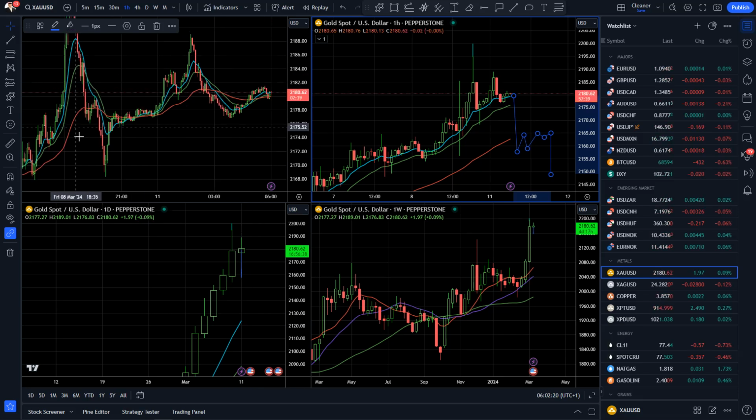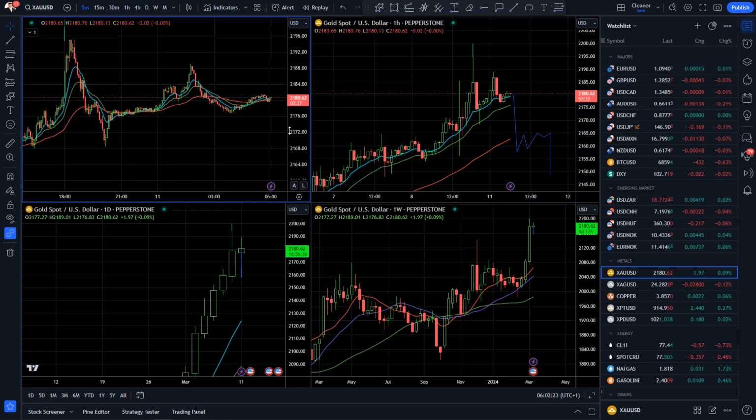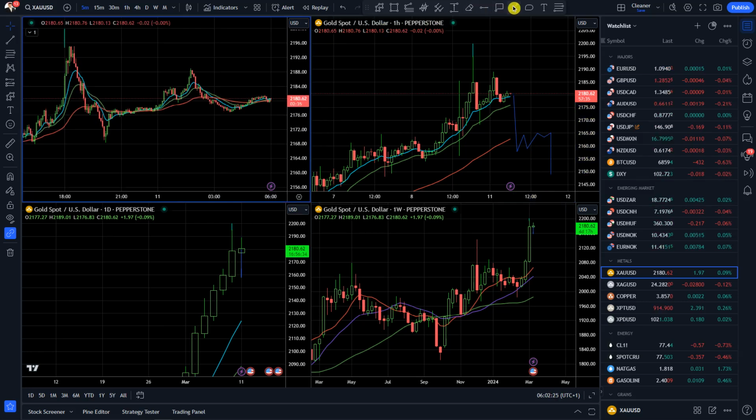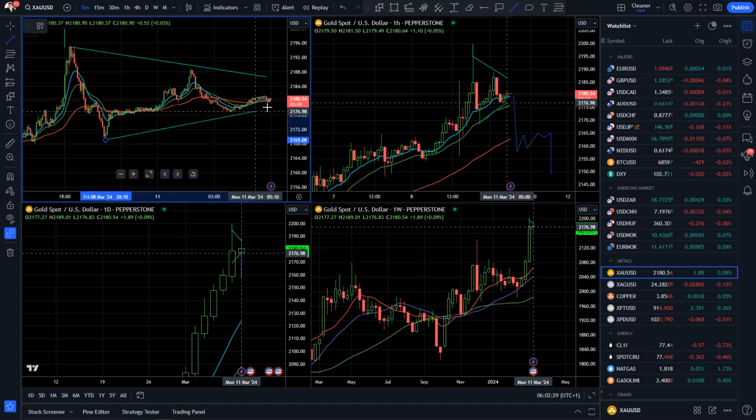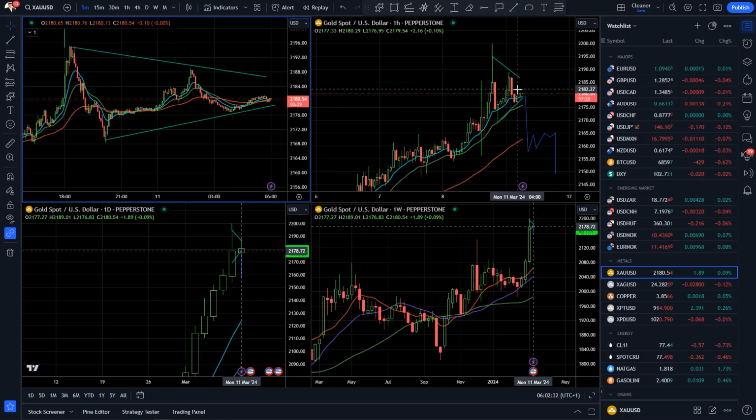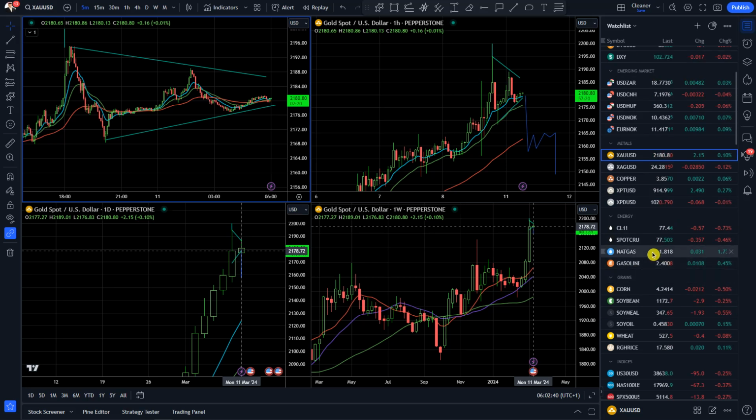At this point, the 5-minute is pretty much in consolidation, so we're building some kind of triangle, and then a potential breakout of this triangle, either upside or downside, can confirm further direction on the gold market.